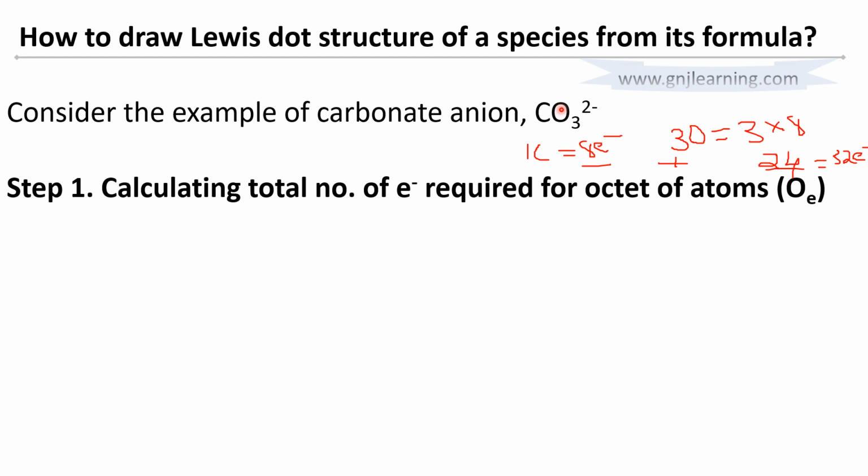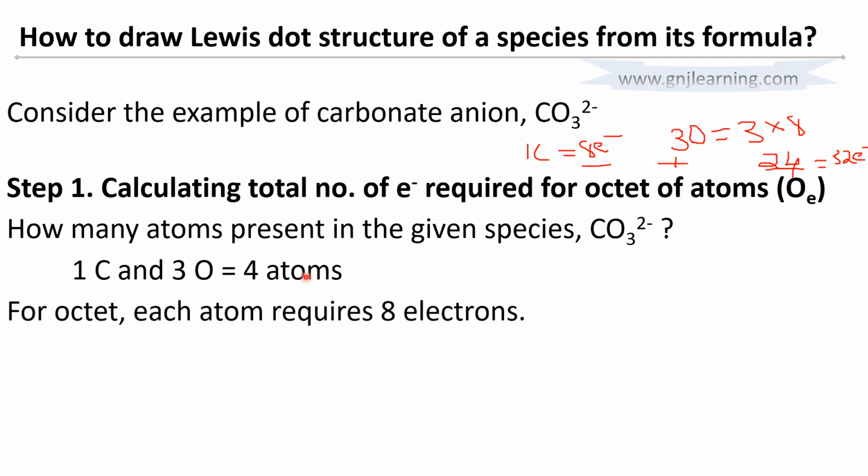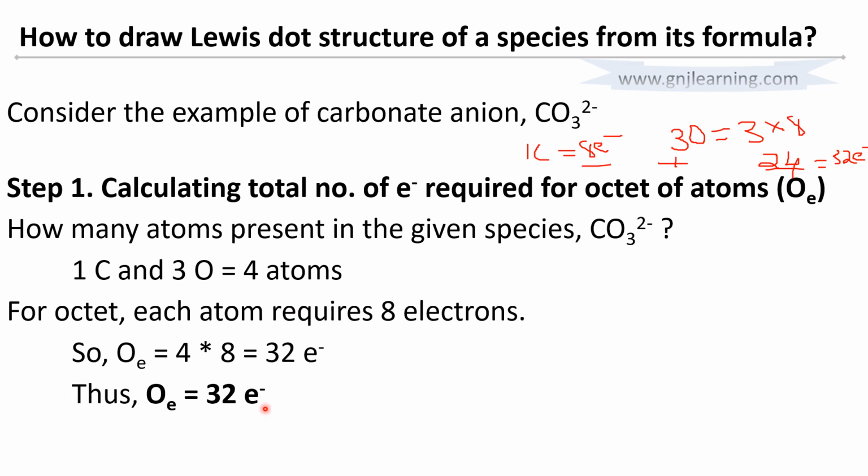Clear? So we will do the same calculation again here. How many atoms are present in the species? 1 carbon and 3 oxygen, a total of 4 atoms. Each atom requires 8 electrons, so 4 into 8 is equal to 32 electrons, which I am representing using the symbol O subscript E. O subscript E means octet electrons. So the number of electrons required for the octet is 32 electrons for the species. OE is equal to 32 electrons.